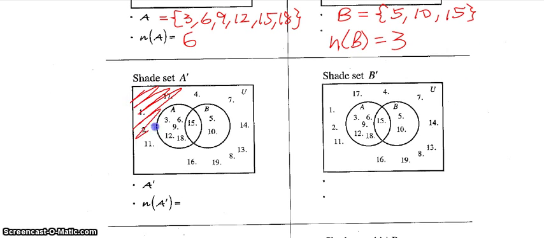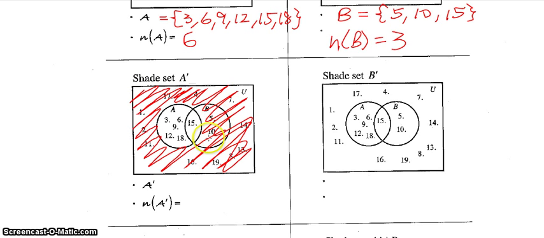Shade the area not A, so everything outside. I don't want to write the list, it's too long. So the total is 19 numbers, take away 6 of them, so there are 13 numbers.